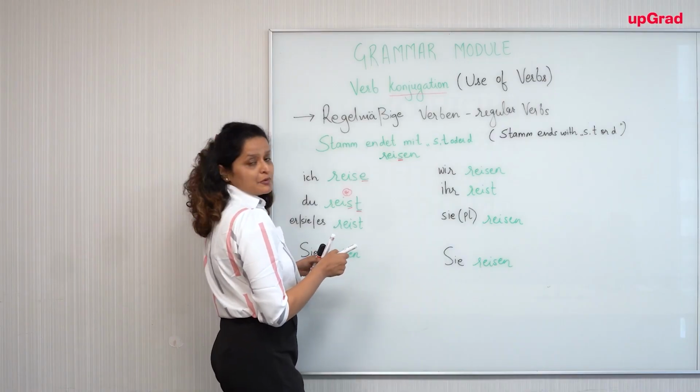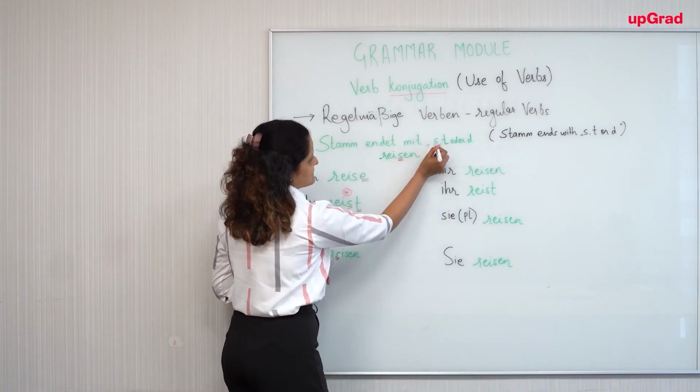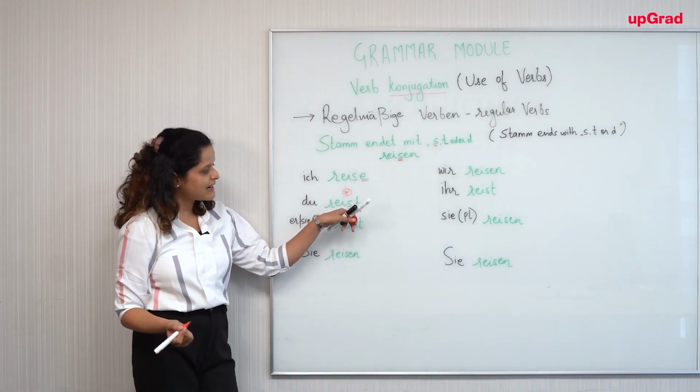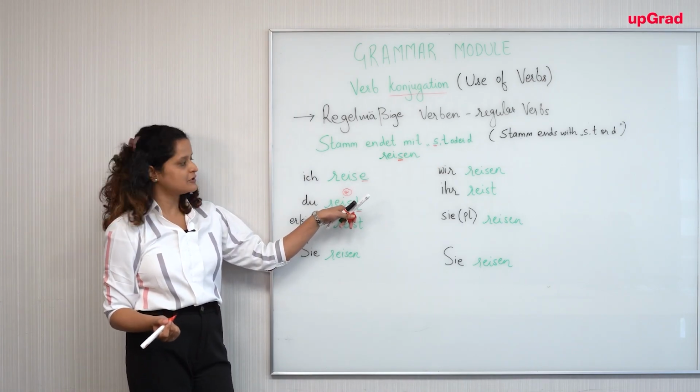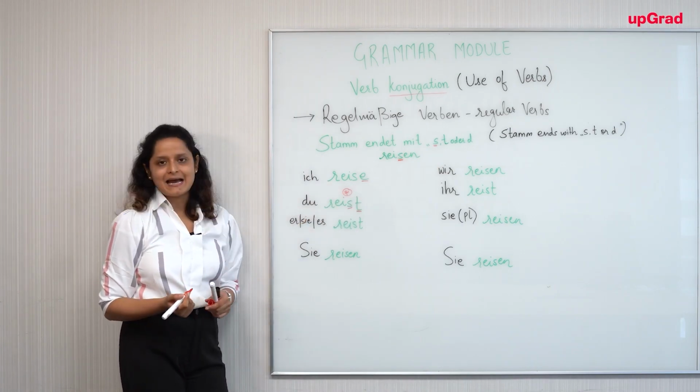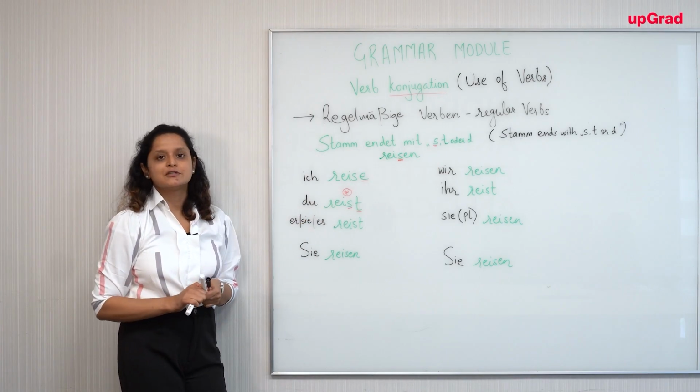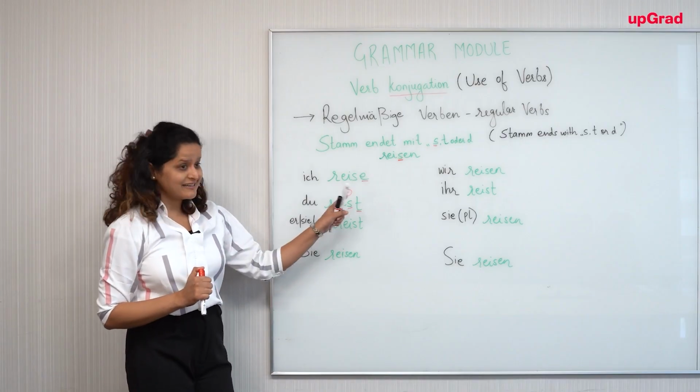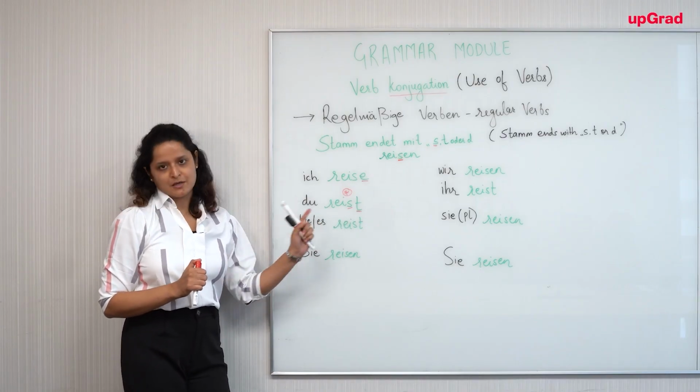wir reisen, ihr reist, Sie reisen, and sie reisen. So remember, when your stem ends with S, there is no need for you to add another S to this du conjugation. You can simply add T to it and your conjugation will be correct. If you add a double ST, then it may go wrong.